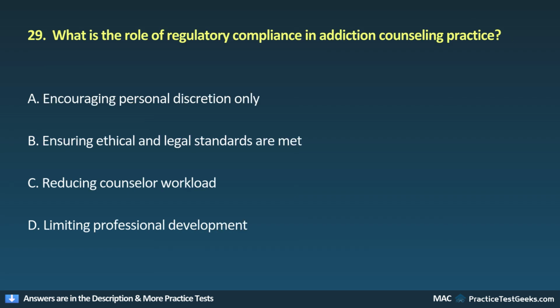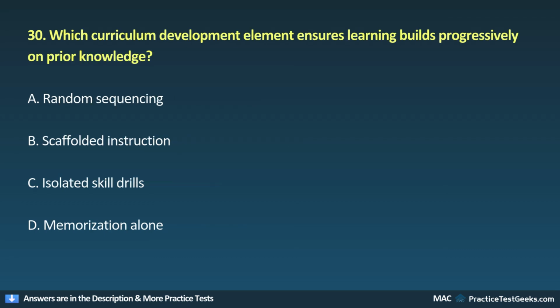29. What is the role of regulatory compliance in addiction counseling practice? A. Encouraging personal discretion only. B. Ensuring ethical and legal standards are met. C. Reducing counselor workload. D. Limiting professional development.